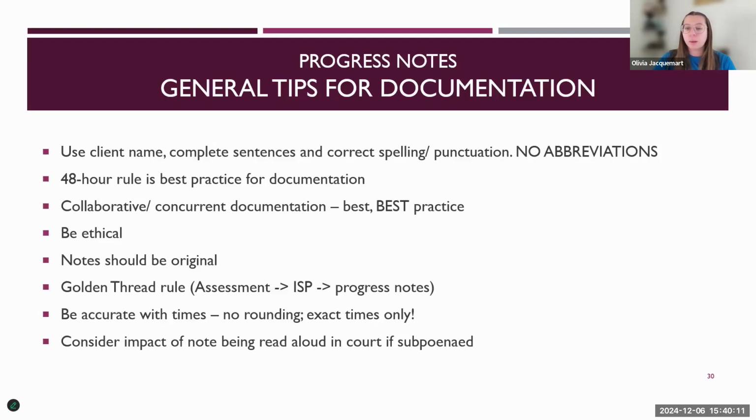And then just make sure that you are paying attention to that golden thread rule. So you should take things from the assessment to the ISP to the progress note. And then be accurate with times. No rounding whatsoever, exact times only. If you round or do not put the exact times of your session in your note, then you are committing a fraud, a fraudulent billing. We cannot do that. And then just consider the impact of the note being read aloud in court if subpoenaed.